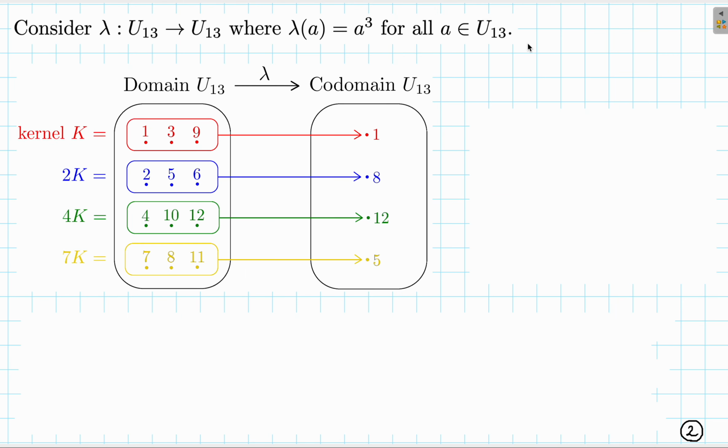Once again, we have the homomorphism lambda and its visual representation in front of us. At the top here, we have the kernel K of lambda. These are the 3 elements that map to the identity element of the codomain. And recall that the kernel of a homomorphism is a subgroup of the domain. So we can take this kernel K and compute its cosets. So here is 2K, 4K, and 7K. So we have 4 distinct cosets of the kernel K.